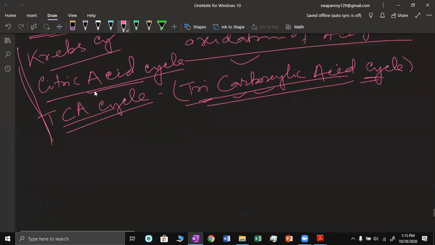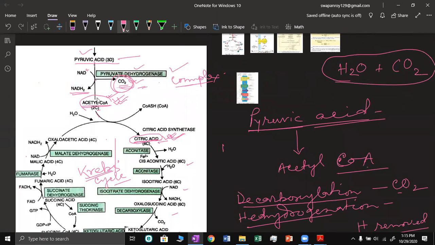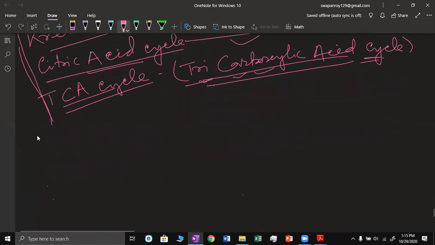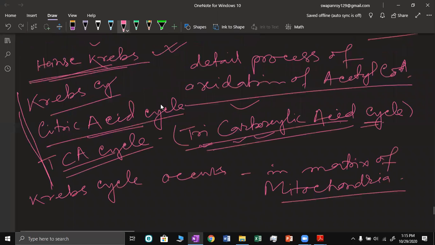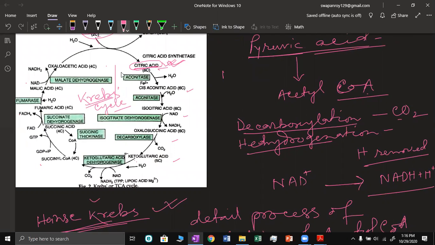So what happens here? This acetyl coenzyme A enters the mitochondrial matrix. Remember that the Krebs cycle occurs in the matrix of mitochondria. So mitochondria's involvement is there.